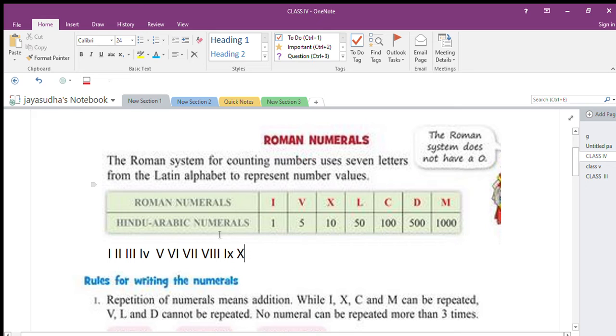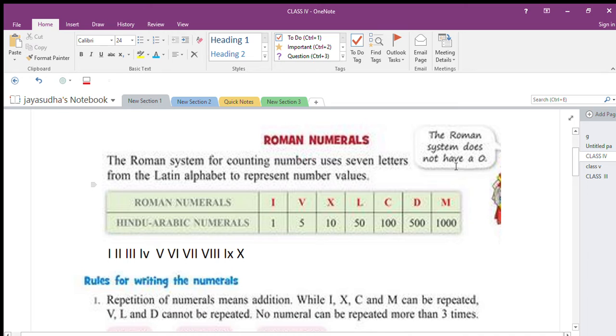Listen, our numbers that we write are called Indo-Arabic numerals. What is that? Indo-Arabic numerals. That is the normal 1, 2, 3 that you write, which you call Indo-Arabic numerals. These are the Roman numerals. Are you okay, children?